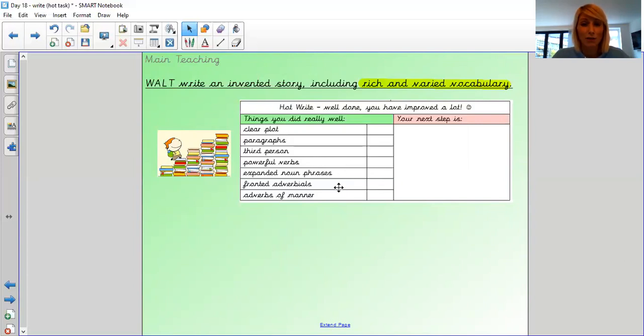Fronted adverbials we've done lots of work on, so try to start your sentences in different ways. Sometimes we get caught in a trap of always putting the or they at the start of a sentence. Really try to think, when you start a new sentence, how can I make this really interesting for my reader? So try to use fronted adverbials.